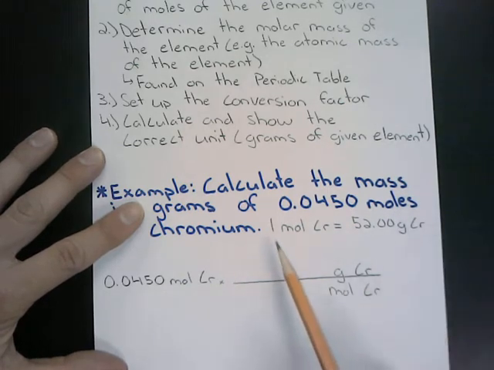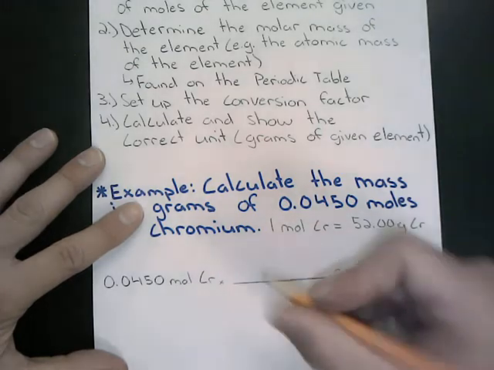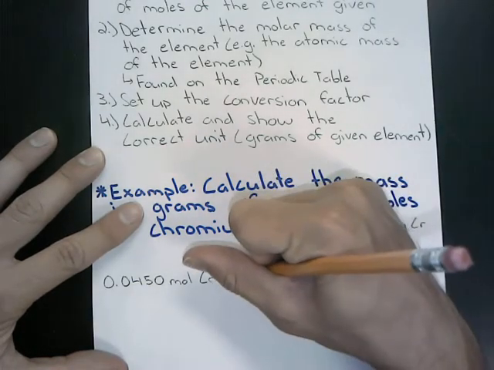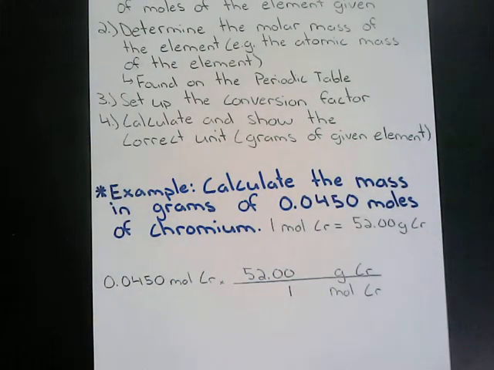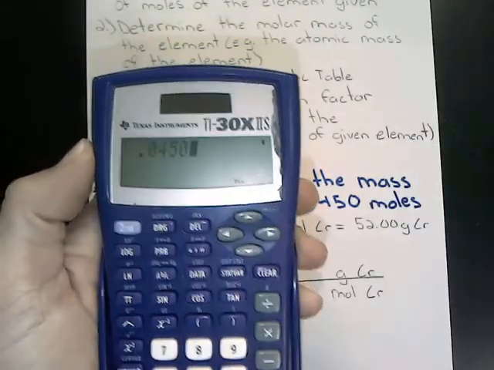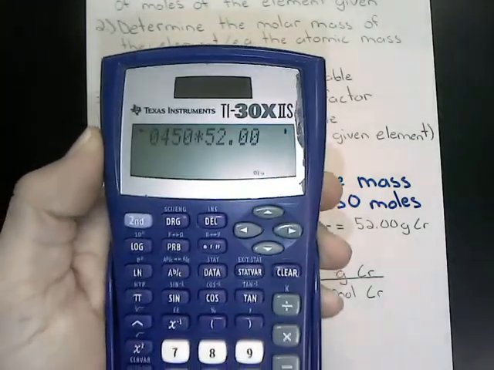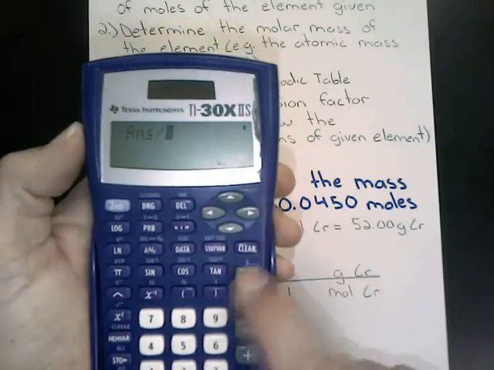Now all we do is insert the numbers that we see in that conversion factor that we have found from the periodic table. So it says 1 mole. I'm going to put 1 next to mole, and then I'm going to put 52 next to the grams because that is what the conversion factor told us to do. And so now all I have to do is calculate this particular problem out. So I'm going to start out by typing 0.0450 moles times 52.00. So I press enter, 2.34, and I'm going to divide that by 1 because that's what's on bottom.